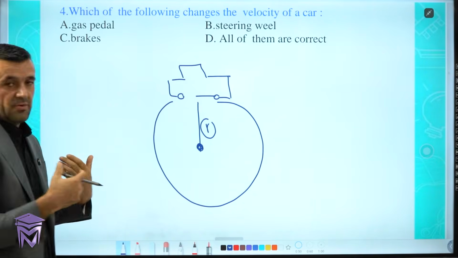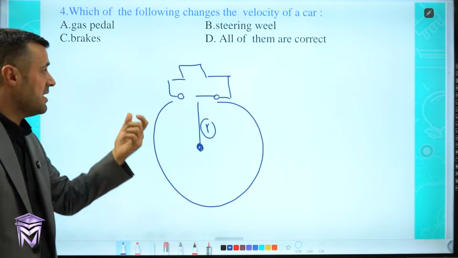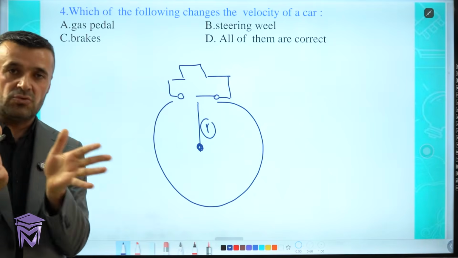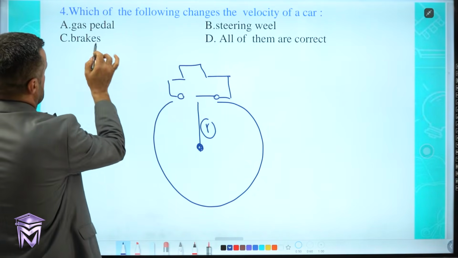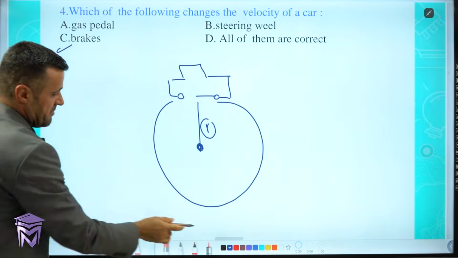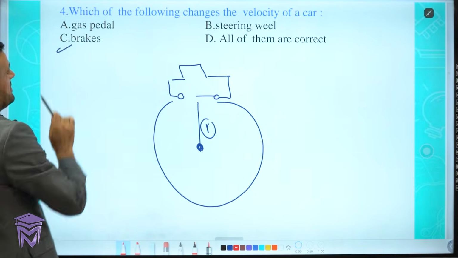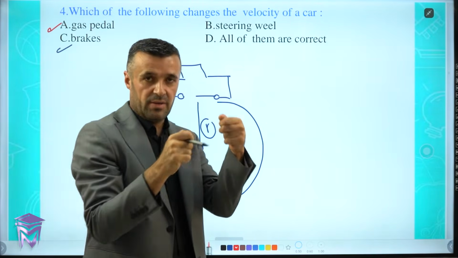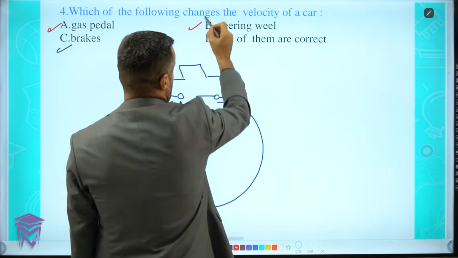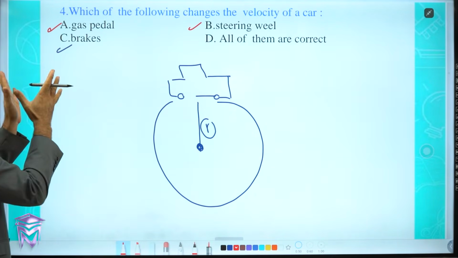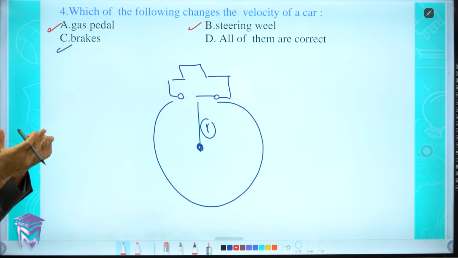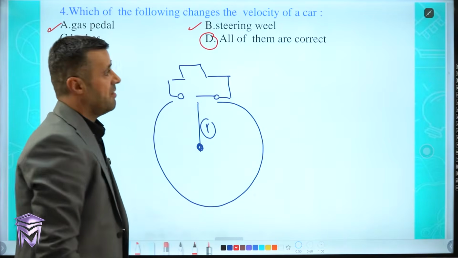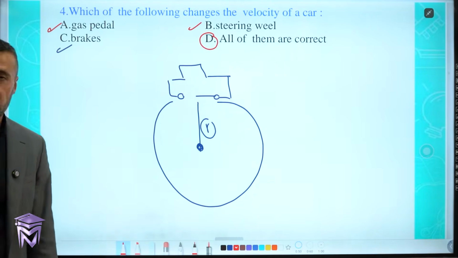The driver can change the velocity of the car in 3 different ways. By using the brake, it's correct. By using the gas pedal, it's correct. By using the steering wheel, it's correct. Selection A, selection B, and selection C are correct, so we can choose selection D, all of them are correct. Thank you.